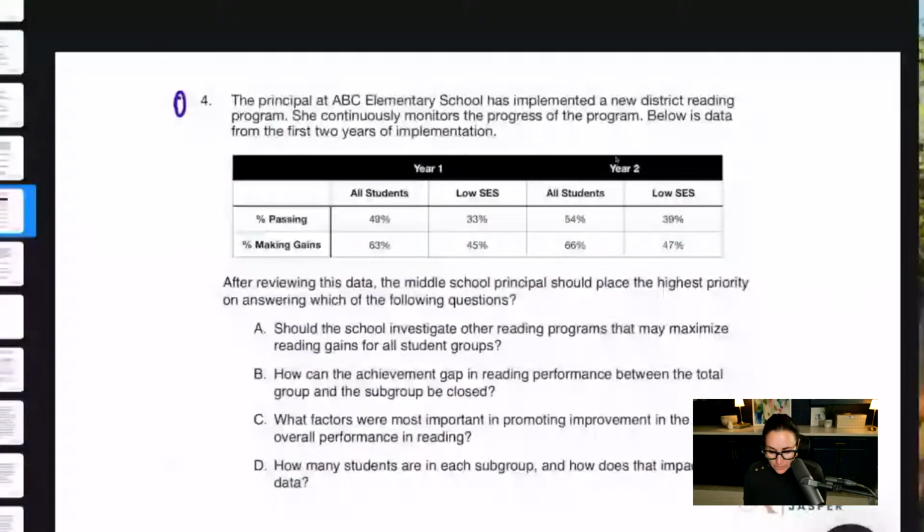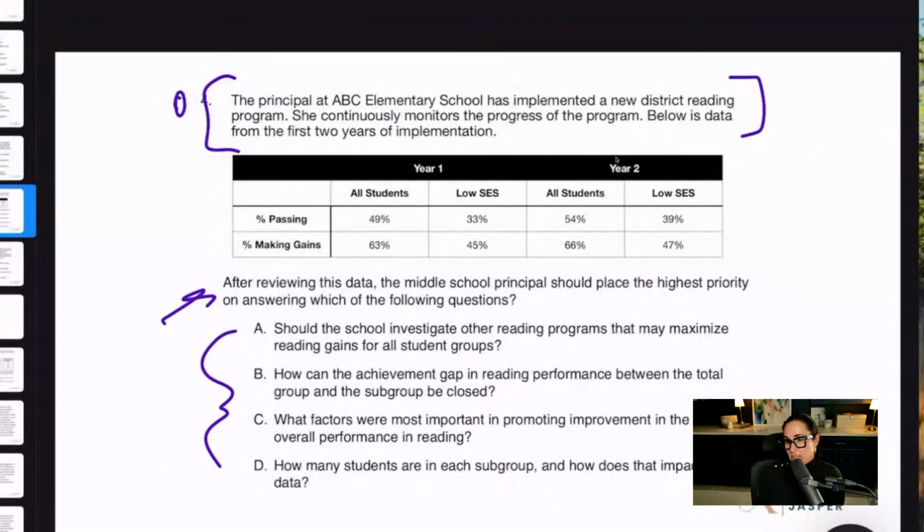All right, let's go to the next one. Number 4. Notice we have a piece of data here. We have a whole scenario here, a little question stem, and then big, long answer choices. This is the vibe of the SLLA 6990 and many leadership exams.